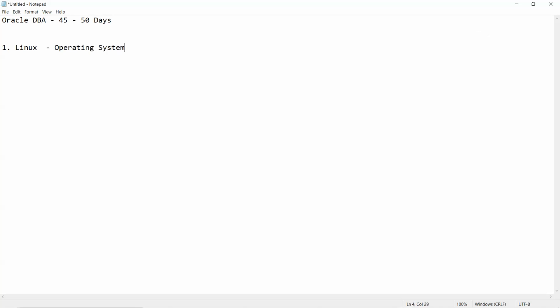After that, we'll do Linux installation as part of our course, and I'll be showing that part as well. After that, you have to go ahead and install Linux in your systems. The main intention of installing Linux is because on top of Linux, we'll be installing the database.